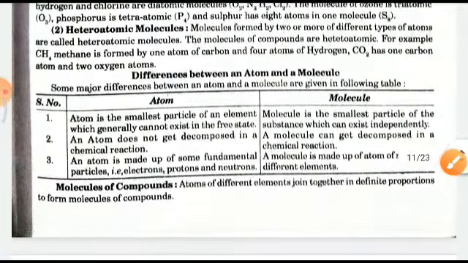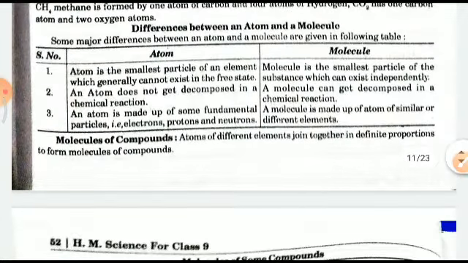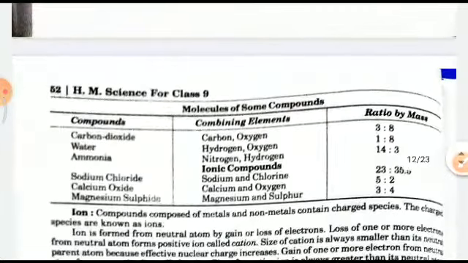Now we come to the difference between an atom and a molecule. An atom is the smallest particle of an element which generally cannot exist in free state, whereas a molecule can exist in free state. An atom does not get decomposed in a chemical reaction, a molecule decomposes. An atom is made up of fundamental particles: electron, proton, neutron. A molecule is made of atoms of similar or different elements. Right? Now these are some molecules.